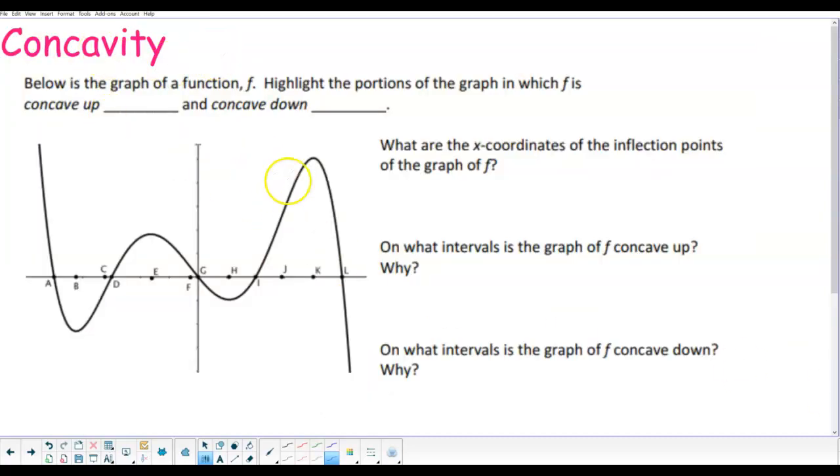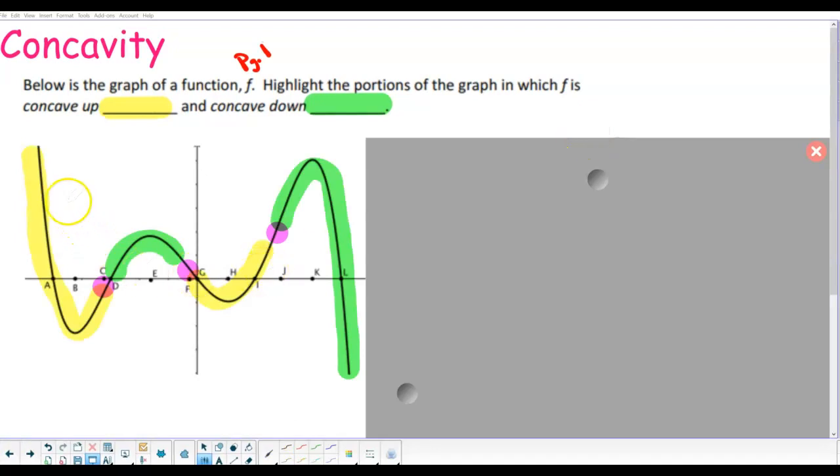So what we're going to do now is turn to the graph of f. This is back on page 1, so we're going back to the front page of this, and we're going to highlight the intervals of concavity. For concave up, let's use yellow. For concave down, let's use green. And then I'd like you to answer those questions at the bottom of page 1, and we'll go over the answers shortly.